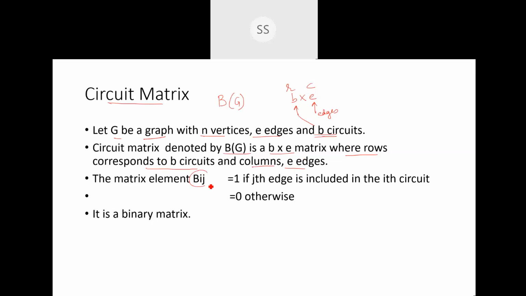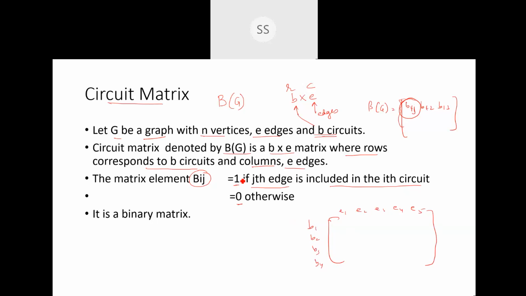Now each element in my matrix B of G, I can call it a small b of ij, that is 1,1, 1,2, 1,3, etc. Each element can have a value 1 or a value 0. Why is it so? If my jth edge is included in my ith circuit. I'll have the B circuits B1, B2, B3, B4, and then the edges E1, E2, E3, E4, E5.